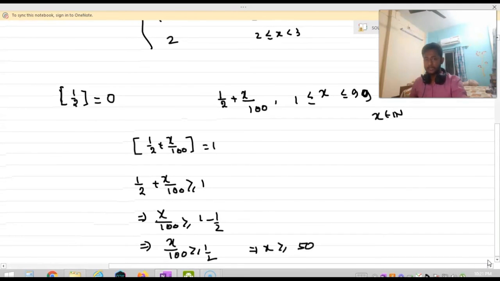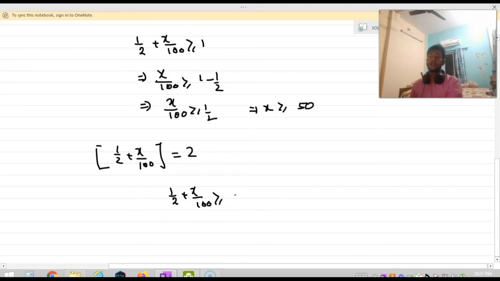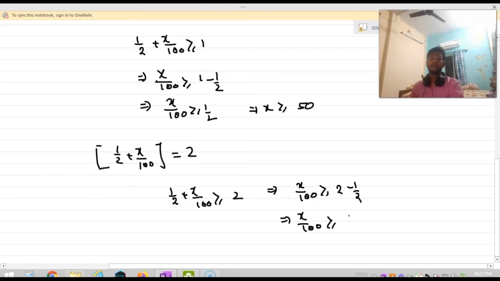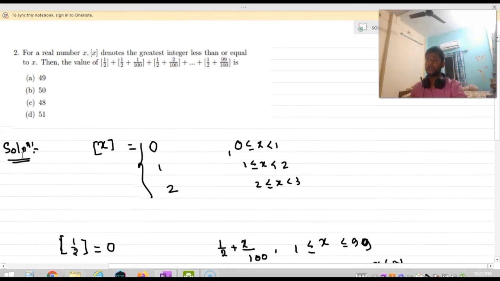Now let us check whether box of half plus x by 100 becomes 2 or not. It will be 2 if half plus x by 100 is greater than or equal to 2, that is x by 100 is greater than or equal to 2 minus half, that is 3 by 2, so x is greater than or equal to 150. You can see the maximum value of x is 99, so half plus x by 100 can never reach 2. Now let us start with the given expression.